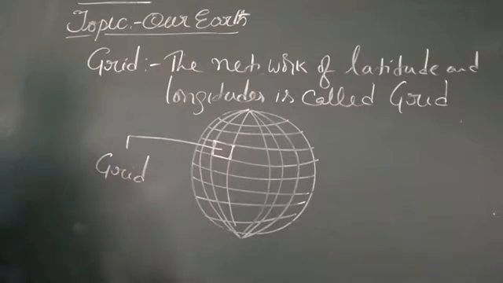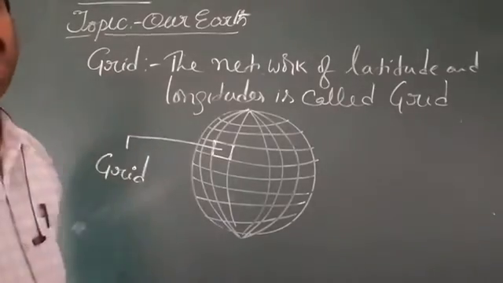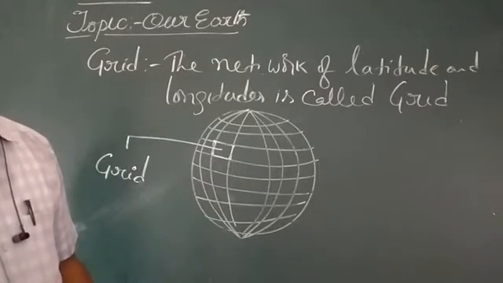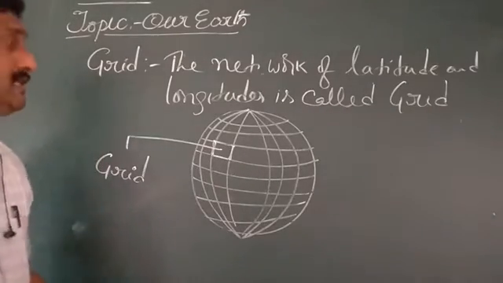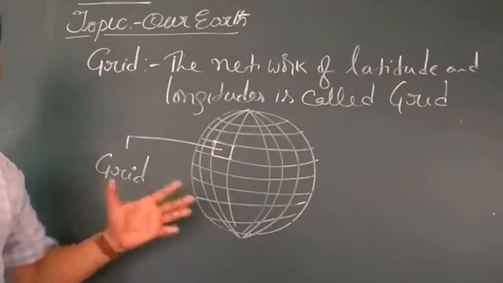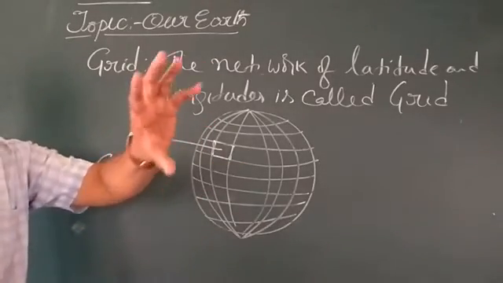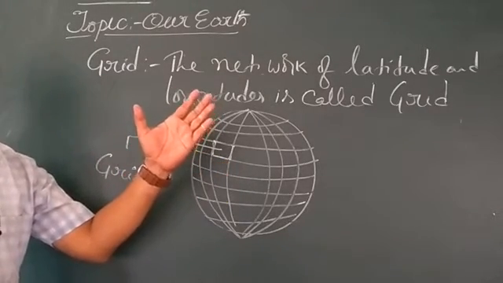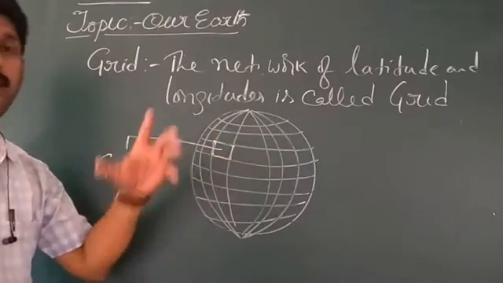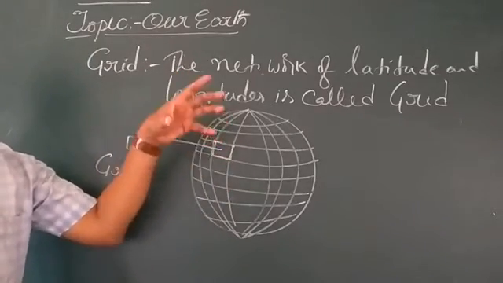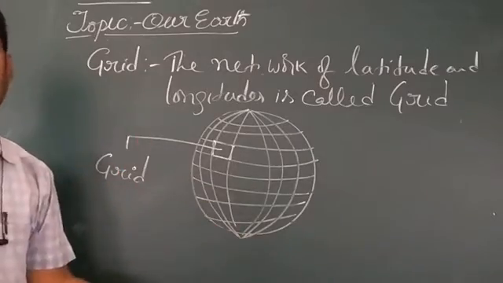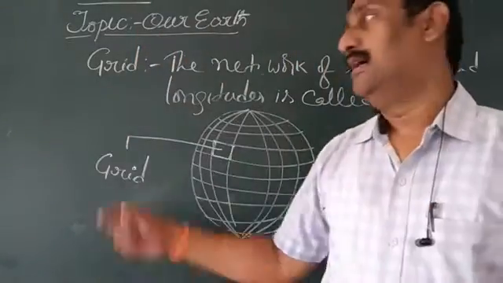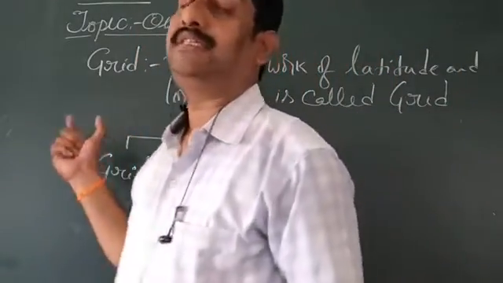So what are the uses of this grid? With the help of this grid we can identify the locations of particular places easily. Also we can learn a lot of information about that place: what type of climatic conditions exist, what important minerals are available, what the condition of the rainfall is, and hot areas or cold areas. These are the advantages of the grid.